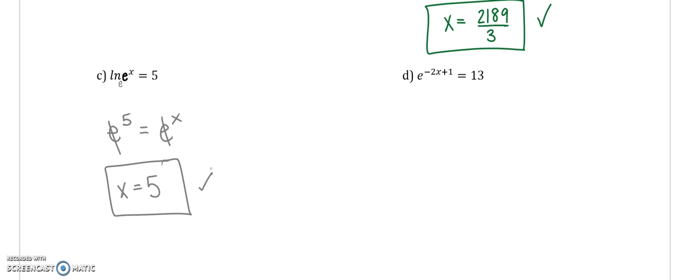Alright, cool. We're not going to do this one yet, because that's an exponential equation. We'll save that for a little bit later. We'll just stick to some of these basic logs.